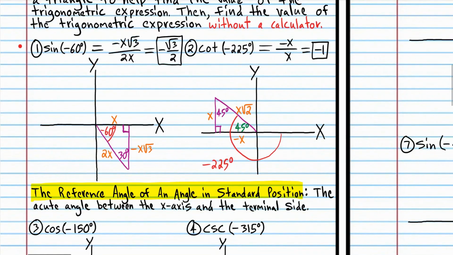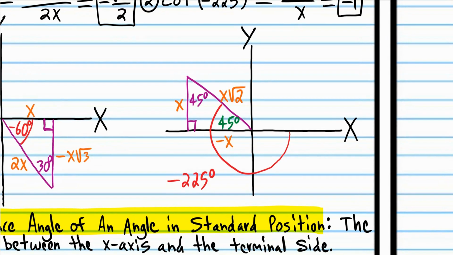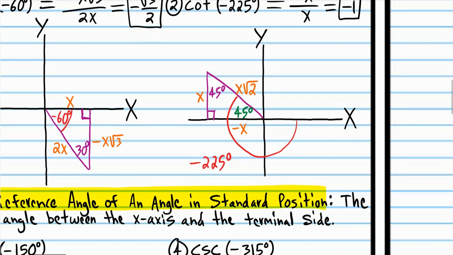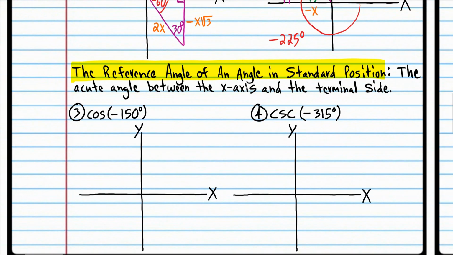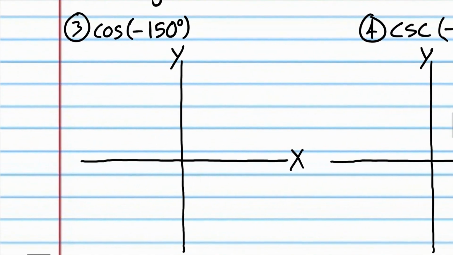So the reference angle is always the angle between the x-axis and the terminal side of the angle in standard position. Okay, let's try another one of these problems. So we're going to rotate negative 150, which takes you to about there. Again, you don't have to get a protractor out.